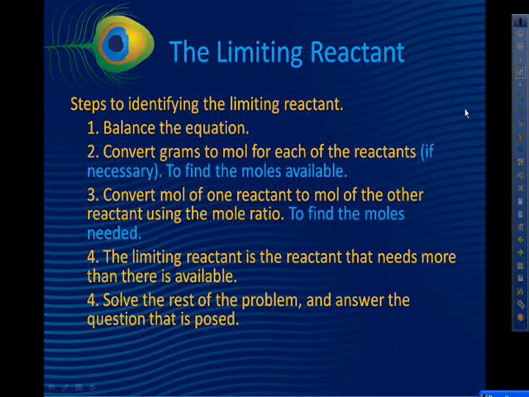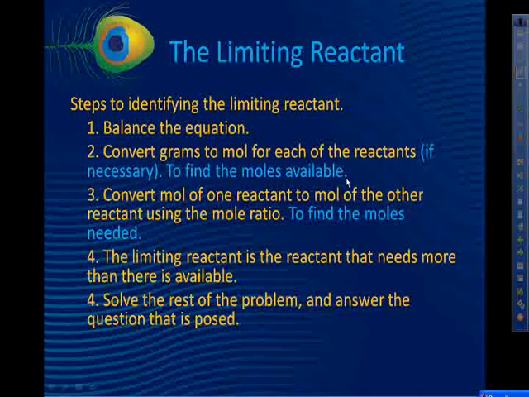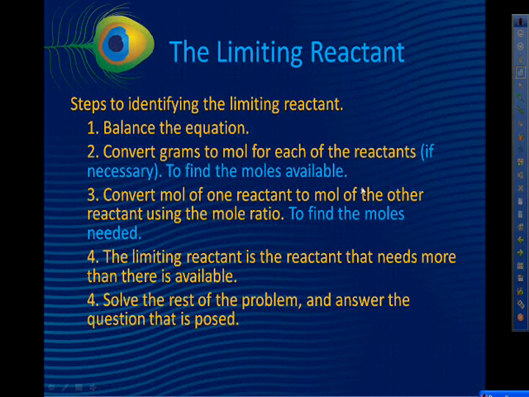Here are a few steps for identifying the limiting reactant. First, you're going to want to balance the equation. That is always going to come first, especially now that we're using these mole ratios. Then for each of your reactants, you'll be given either the number of grams or you might start with the mole. Either way, you need to convert to the moles for each of those reactants. And this is going to give you the number of moles available. And so you see what you have available.